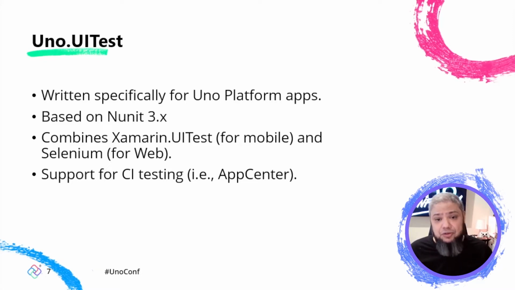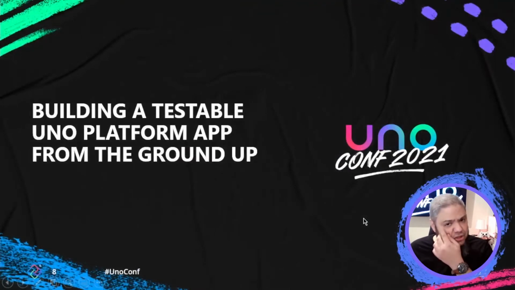Uno.UITest leverages Xamarin.UITest for Android and iOS, and Selenium for WebAssembly. That allows us to test our applications not only on mobile, but also on the web just as easily. Finally, but not less important, Uno.UITest supports testing your application on a CI platform like App Center. That is very useful to actually automate the whole process. So that's about the introductory part.